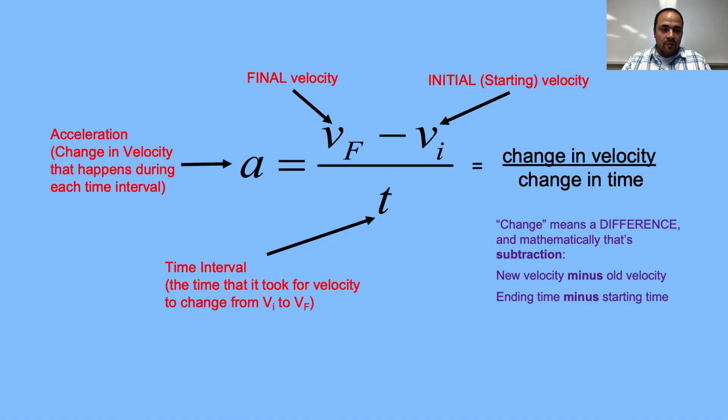So from a formula perspective, from a math perspective, we say that acceleration is equal to the final velocity minus the initial velocity divided by the time interval where the velocity changed. So you take your final velocity, subtract the starting or the initial velocity, and divide that over the time period from when you started to finished. So your change in velocity divided by your change in time.